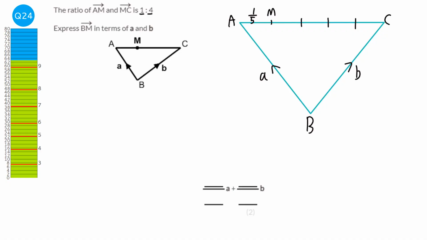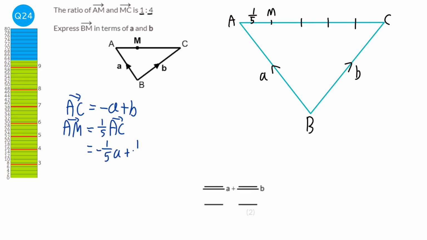Now, we don't know the name of the road between A and M. In fact, we don't know the name of the road between A and C. We've got to first of all work out what that's called. So what we're going to do is we're going to go from A to C by going down here and then up here. So we can find out A to C is going to be going backwards down A, then up B. Now A to M is going to be 1/5 of A to C. Now if A to C is minus A plus B, that means A to M is going to be minus 1/5 A plus 1/5 B.